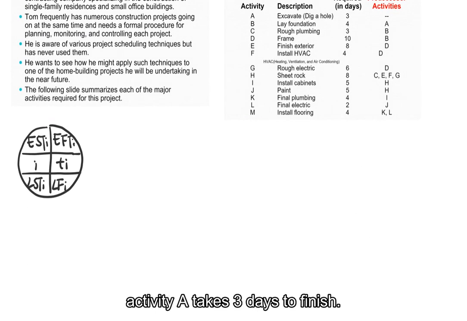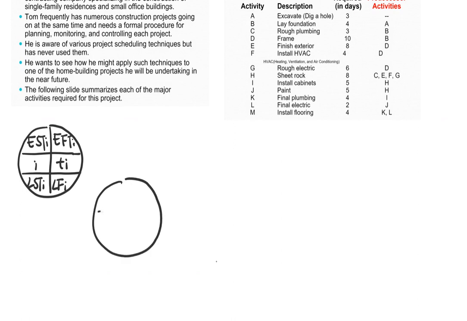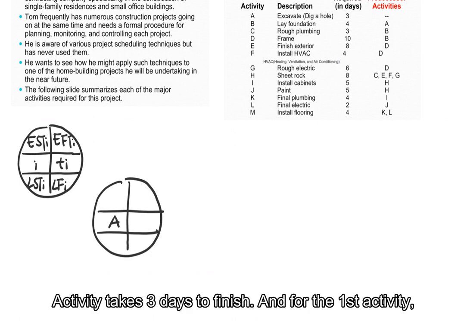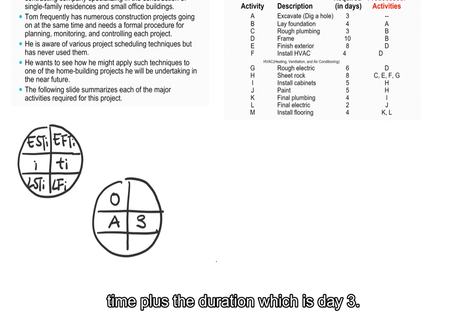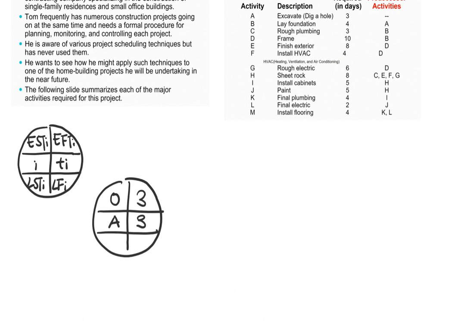Activity A takes 3 days to finish. Okay, let's get started. Let me draw it here. Activity A takes 3 days to finish. And for the first activity, the earliest start time is time 0. And the earliest finish time is earliest start time plus the duration, which is day 3.